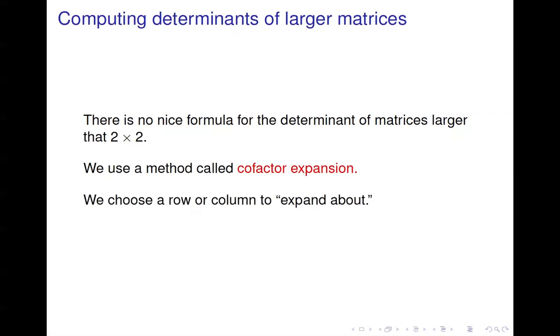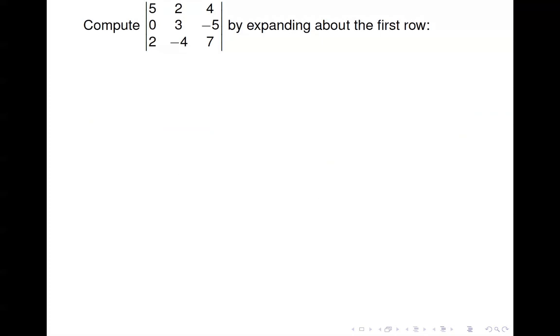In this method, we have to choose a row or column to expand about. That's what we call it. You'll see as we go on that it's advantageous to choose a row or a column that has the most zeros in it, because that eliminates some of the terms. But for our first cut here, I'm just going to expand about the first row.